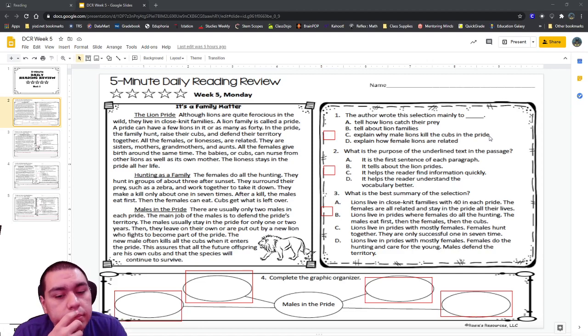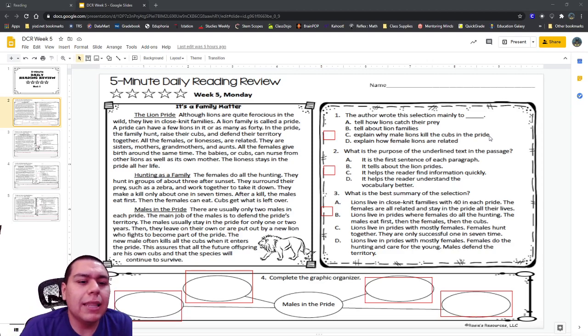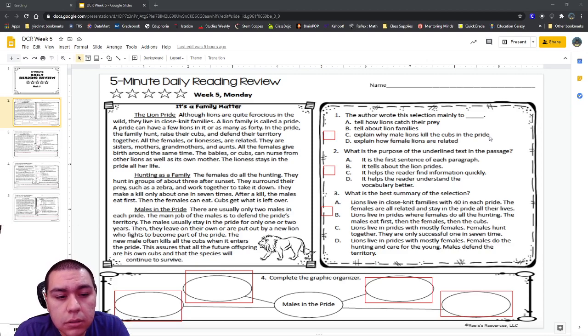It's reading. That's okay. Well, you're on a roll, Kylie. I like it. Who can help her out? What does that last paragraph talk about? What is its focus? So Kylie said the first paragraph talks about the pride, the lion pride. Okay, it tells us about the males in the pride.